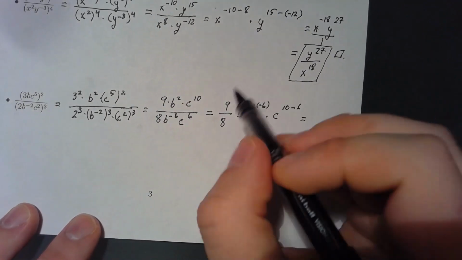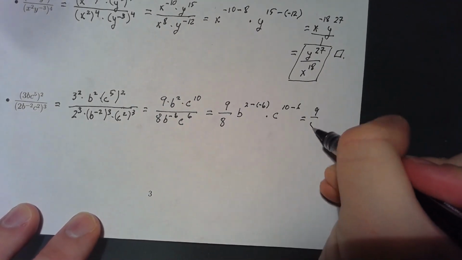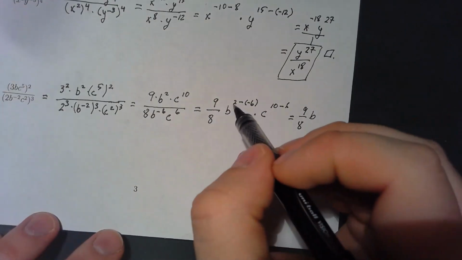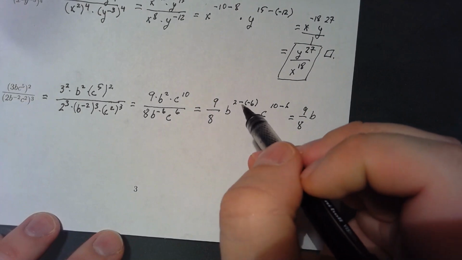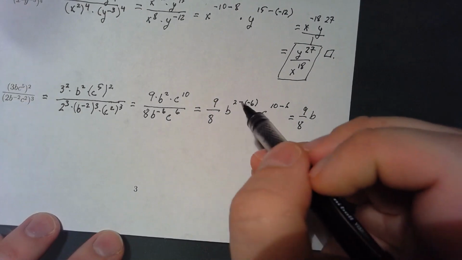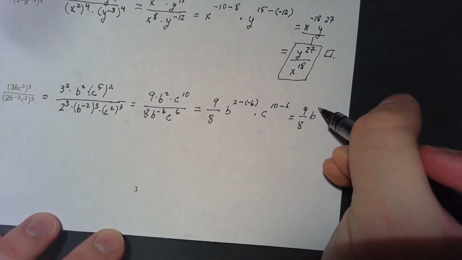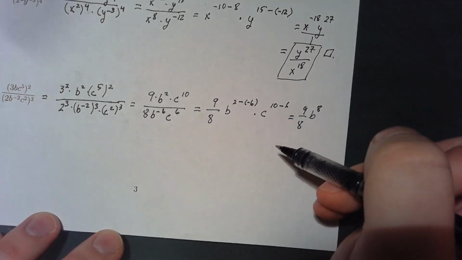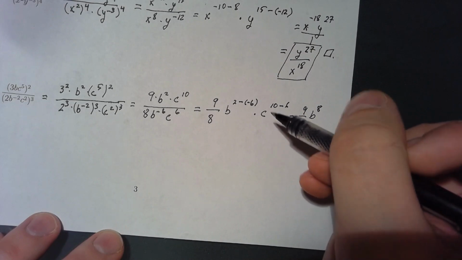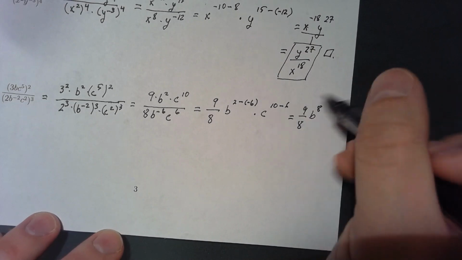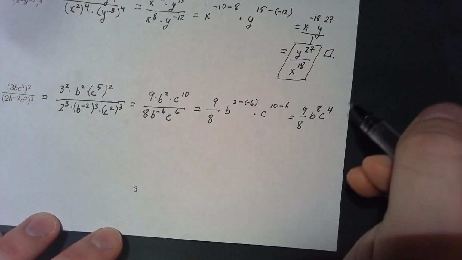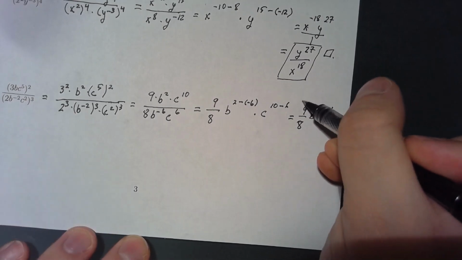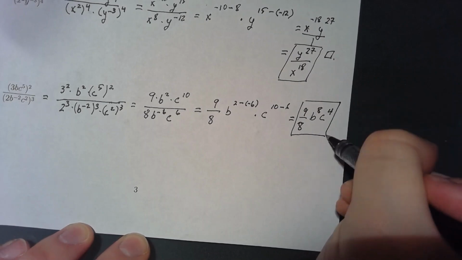Let's write that out. So I have 9 eighths. This is b to what power? 2 minus negative 6 is what? A minus a negative is a positive, so I have 2 plus 6, which is b to the 8th power. C to the 10 minus 6 power, that's c to the 4th power. You could write it this way, this is perfectly fine, and that's the answer.